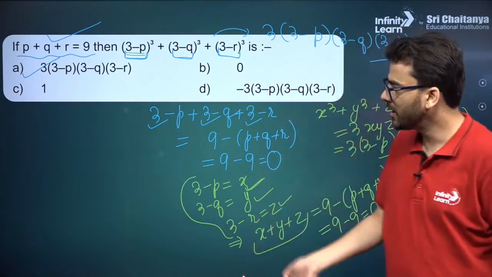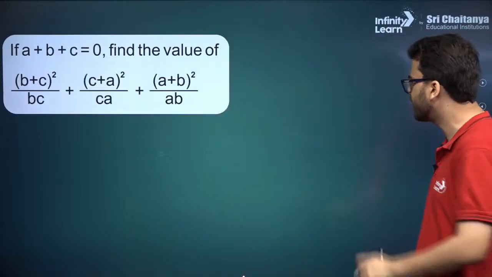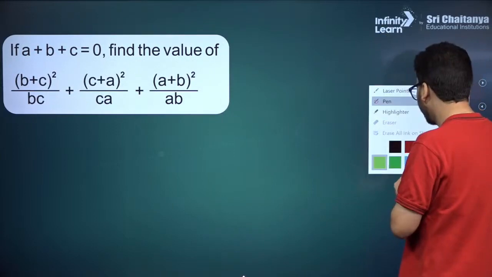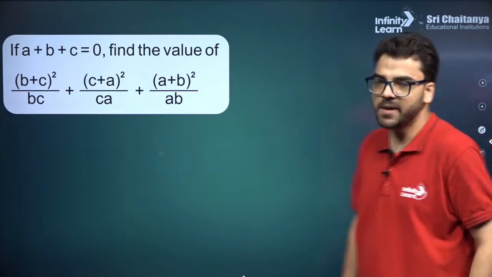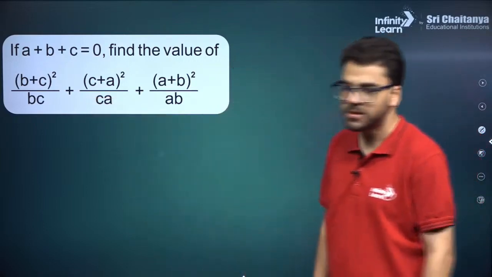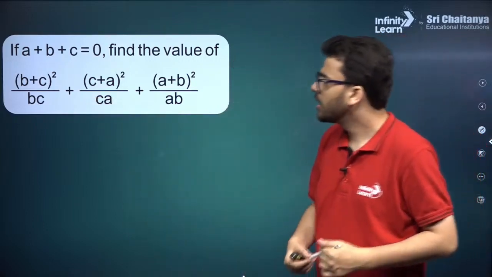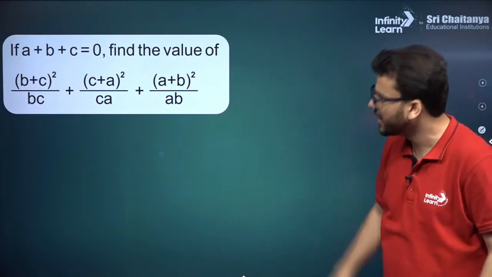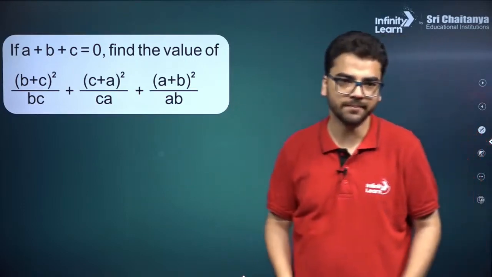Okay. Now let us do one more question. Can you find the value of this thing over here, guys? If a plus b plus c is given to be equal to 0, can you find the value of this expression? (b plus c) the whole square upon bc, plus (c plus a) the whole square upon ca, plus (a plus b) the whole square upon ab.